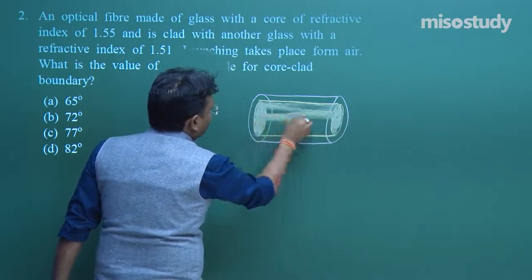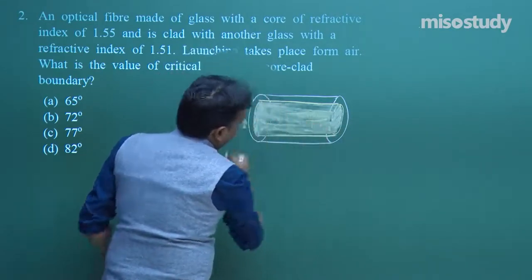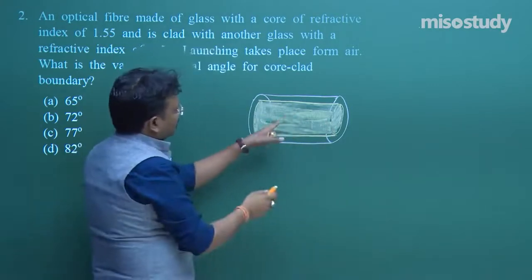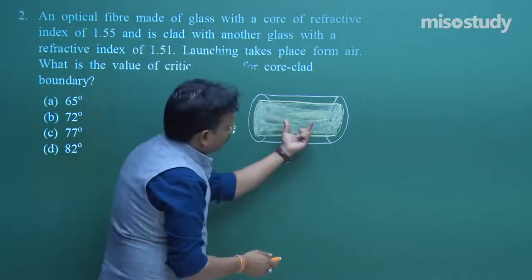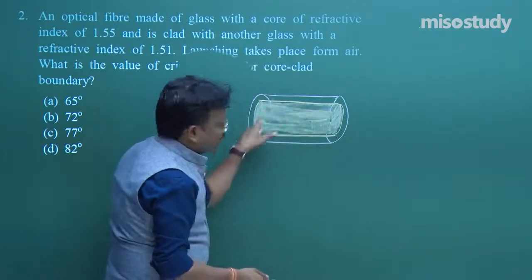This is core, and the white boundary is your cladding. Fine. So, now this is core, meaning the refractive index of this core is different, as given in the problem, and the refractive index of the cladding is different.